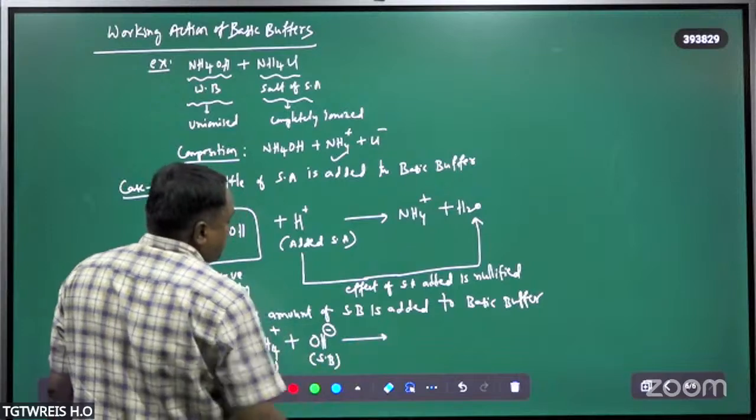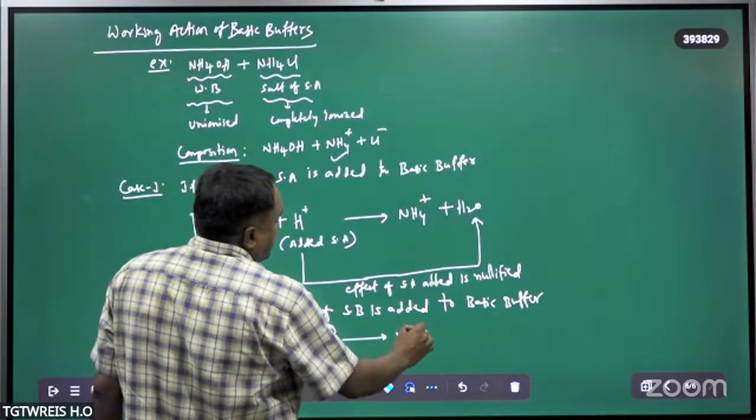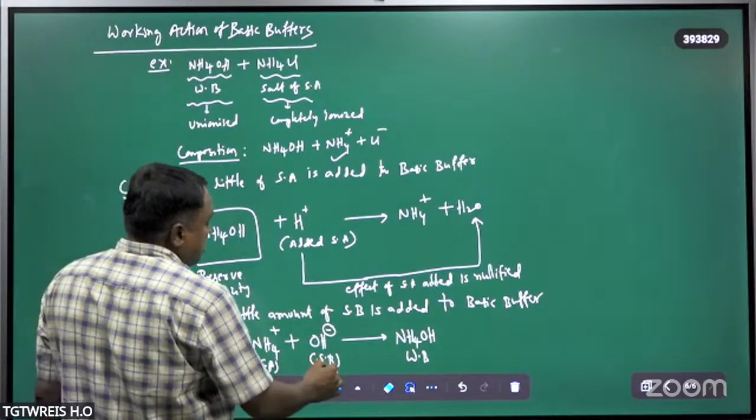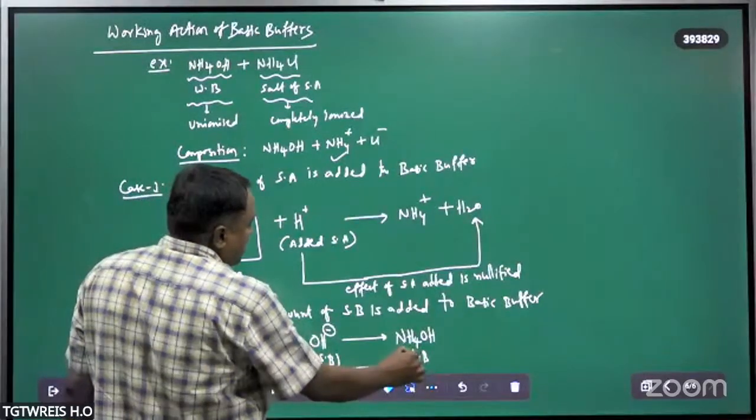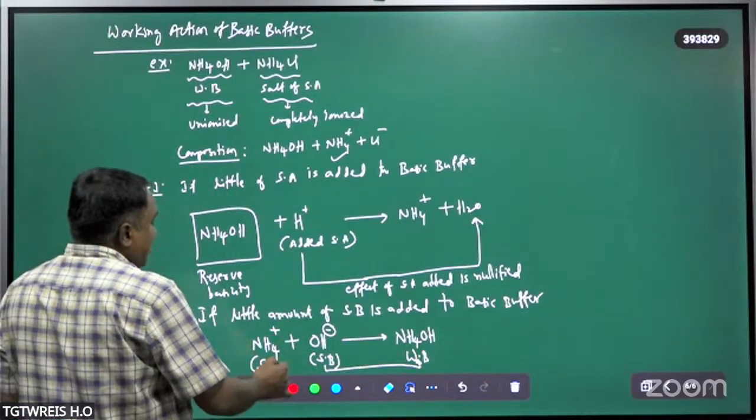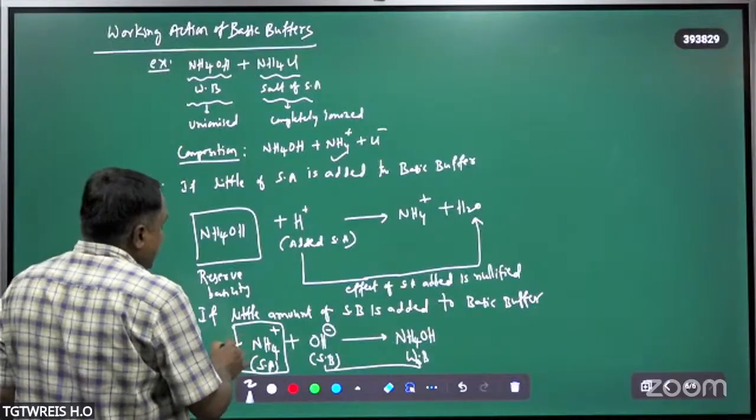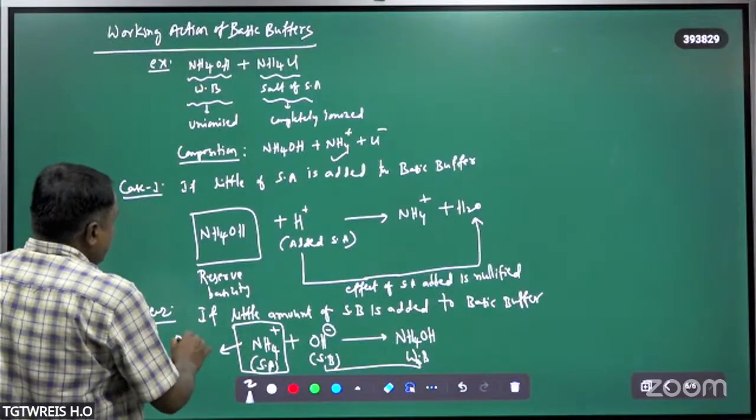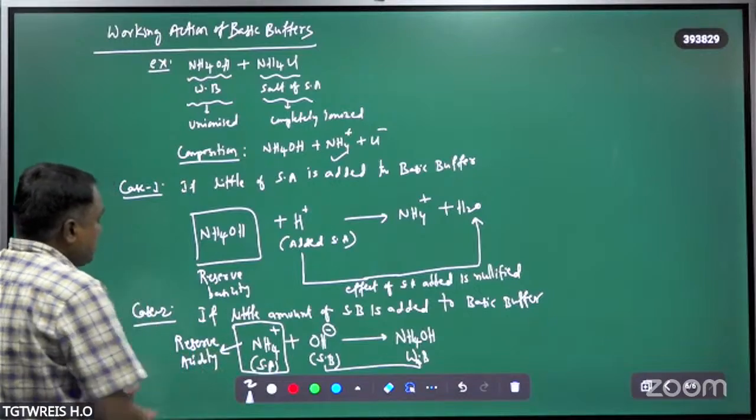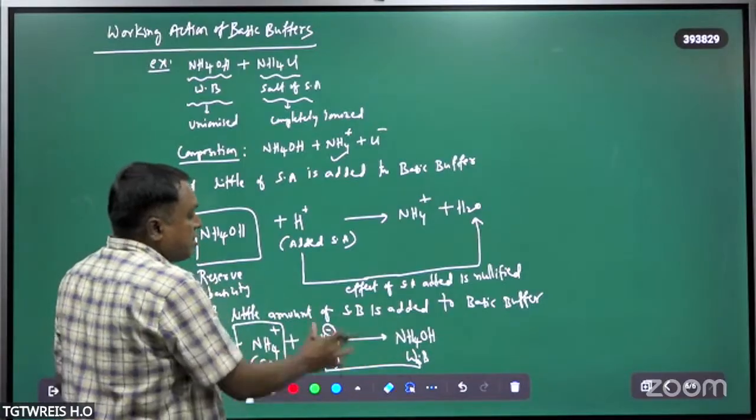Now the reaction between them gives NH4OH. This is again a weak base. The strong base is converting into a weak base. It is due to the reserve acidity in the buffer solution. This is the reserve acidity. Due to this reserve acidity in the buffer solution, the added base is converted into a weak base.